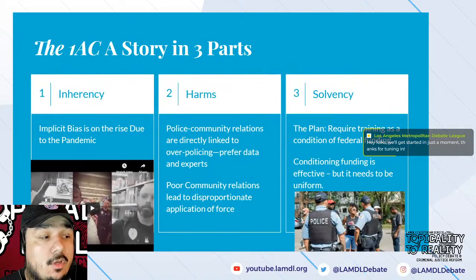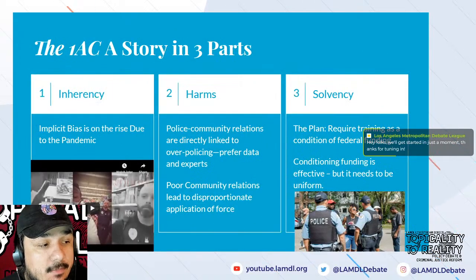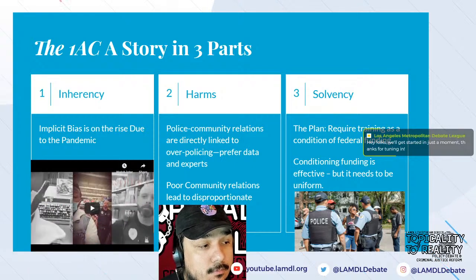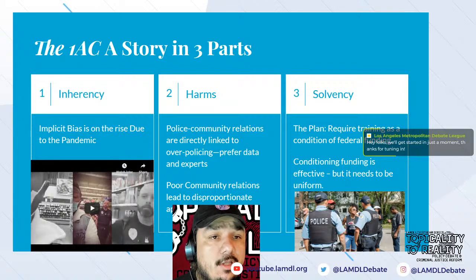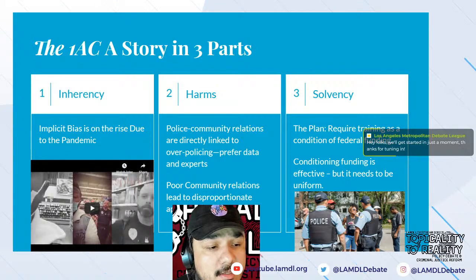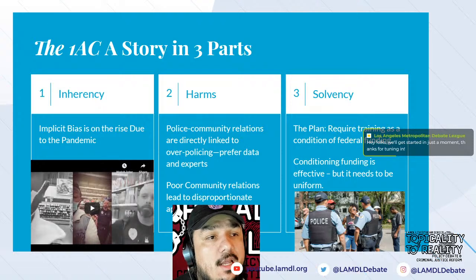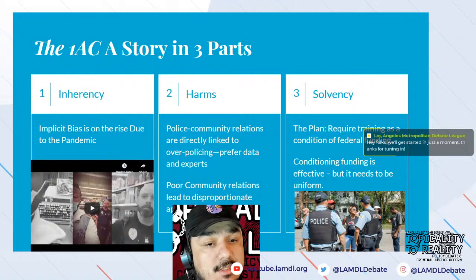Cool. So the affirmative plan has three basic parts. It starts with inherency. For those of y'all that are new to debate and are novices, inherency is a question of what is going on that is preventing this plan from happening in the status quo, and what is going on in the world right now, right? That is causing this problem.